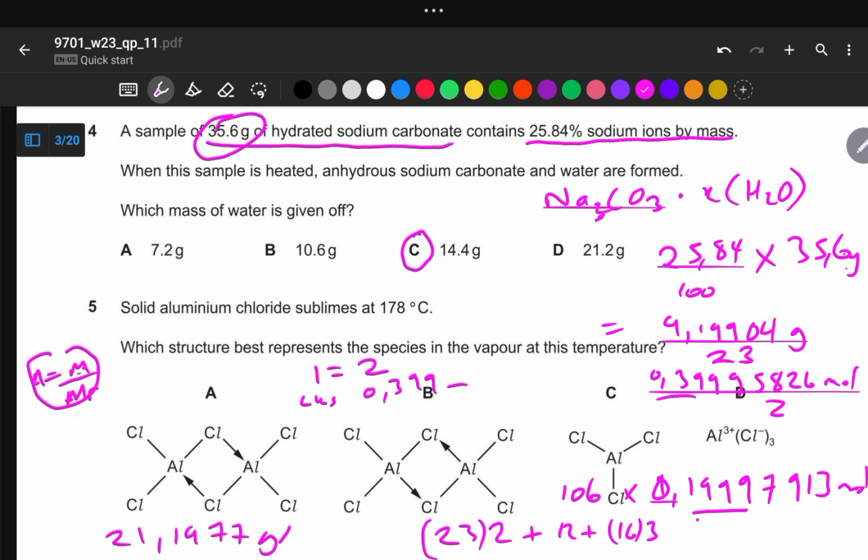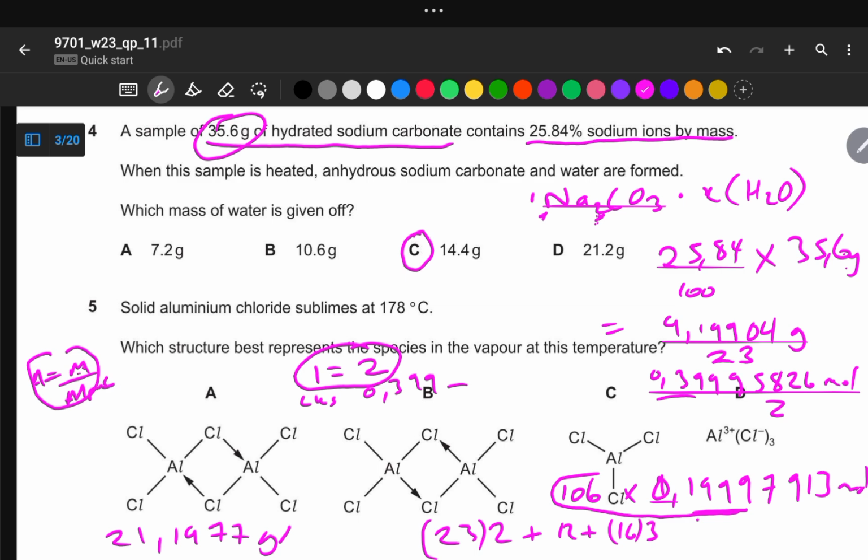And I'm sure it's very clear. First we find the number of moles, the percentage by mass of sodium ions, using this formula. Then for every 1 mole of sodium carbonate, we have 2 moles of sodium ion. We use this ratio to find the number of moles of sodium carbonate, and then calculate the mass using this formula again.